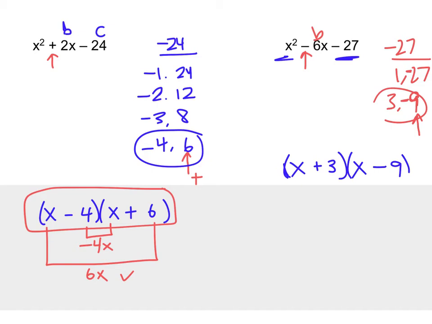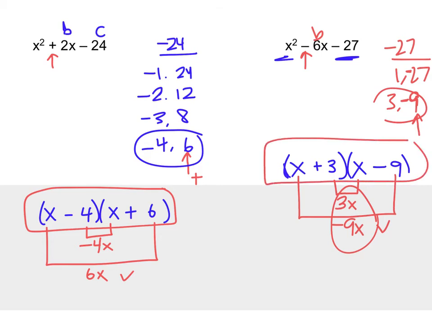And then we're just going to do a quick check. So you say, look, Mrs. Youngberg, I know how to make sure I got the right answer. 3 times x is 3x. x times negative 9 is negative 9x. Do those add up to the negative 6x in the middle? And they do, so I know that this is the factored answer we're looking for.